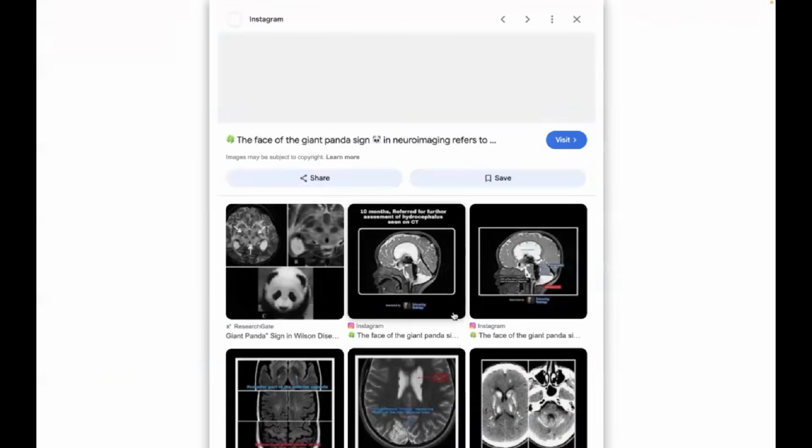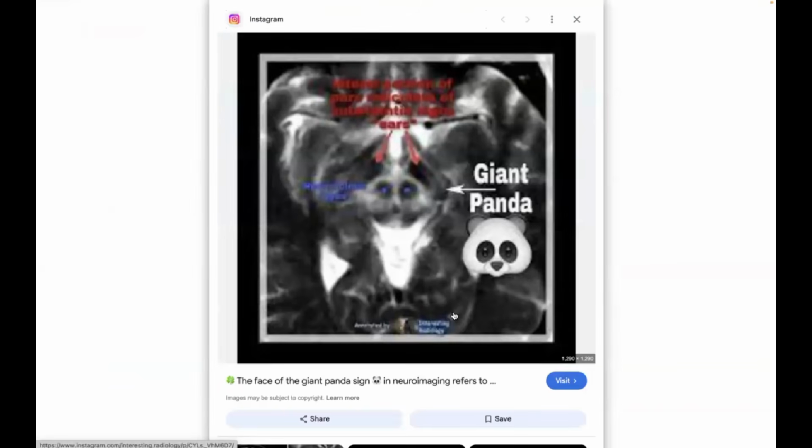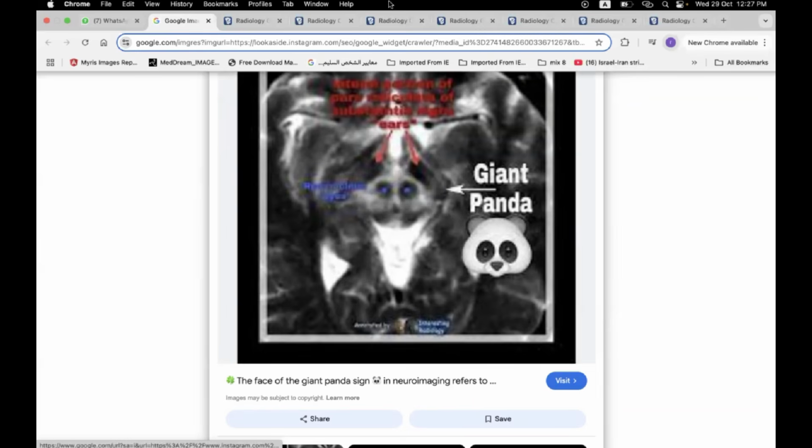Yes, Wilson disease. This is the panda eye sign, my colleagues. This is the panda, and this is the giant panda. There are two panda signs in Wilson disease. One is the giant panda in the midbrain, and one is the mini panda in the pons. At least there are one or two pandas in Wilson disease. Look: dark eyes, this white face, and this ear.